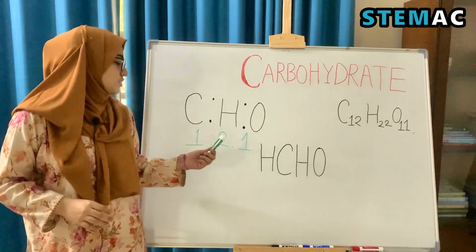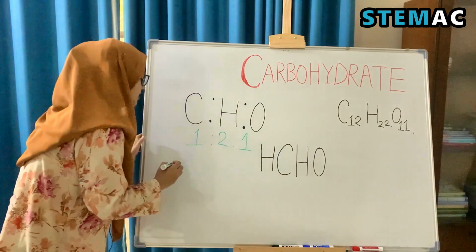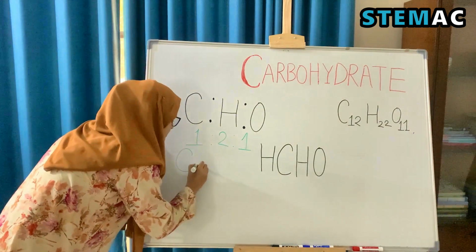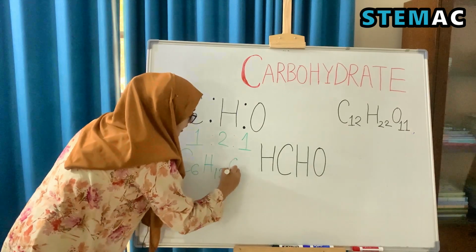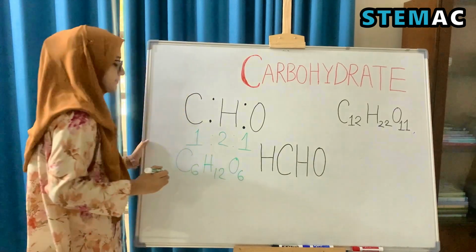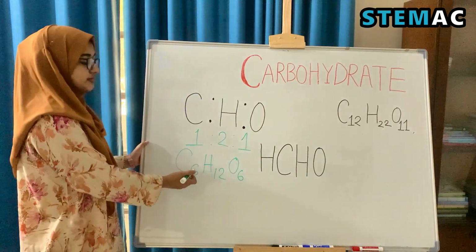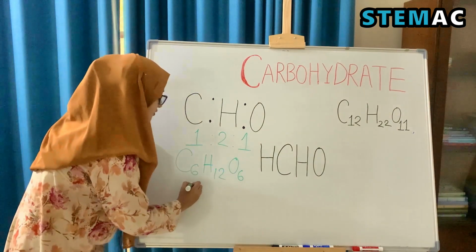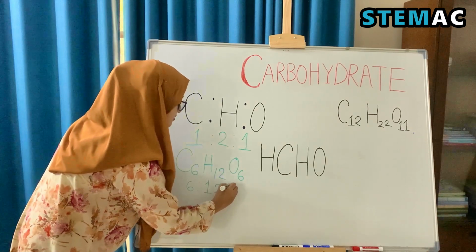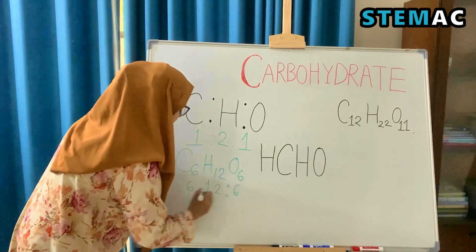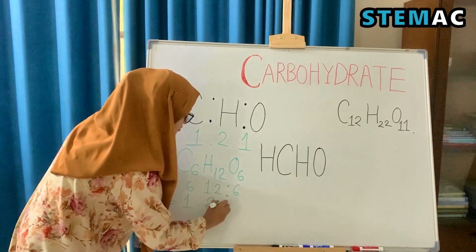1. So if we talk about an example, we can talk about glucose, which is C6H12O6. If we do the ratio of the carbon number, hydrogen number and oxygen number, we get 6:12:6, which is equal to 1:2:1.